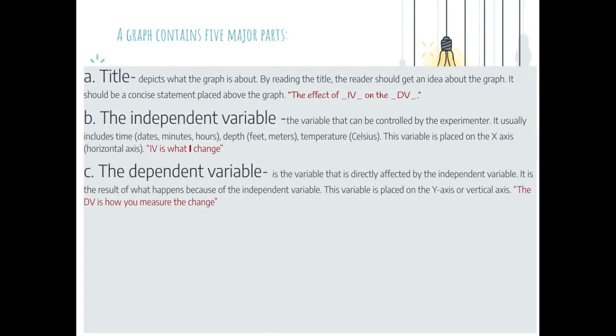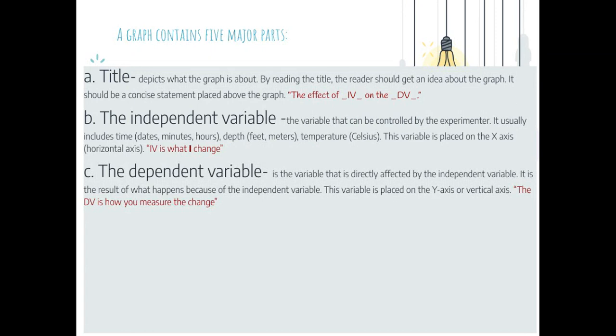The independent variable is the variable that can be controlled by the experimenter. It usually includes time, dates, minutes, hours. It could be depth, such as feet or meters. It could be temperature, such as Celsius. This variable is placed on the x-axis or the horizontal axis. The IV is what I change.